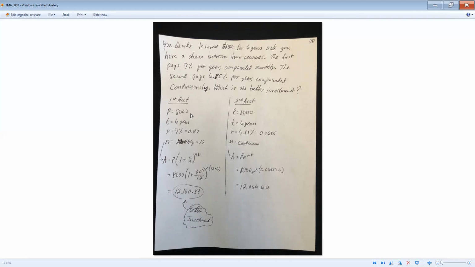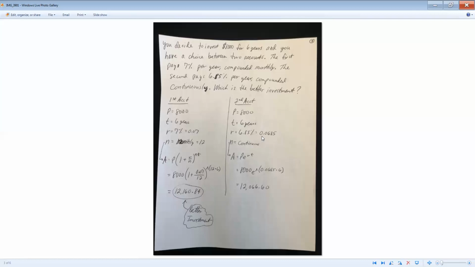First account, $8,000, 6 years, 7%. So we convert that to 0.07. Compounded monthly, so that's 12 for n. Plug it into your formula properly, 8,000 for P, 1 plus 0.07 over 12, raised to the 12 times 6 power. Once you throw that in the calculator, you get $12,160.84, 84 cents.